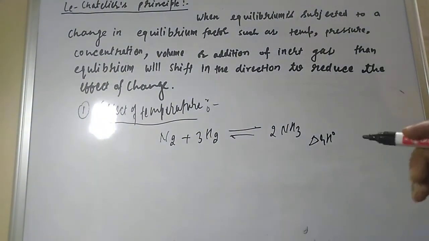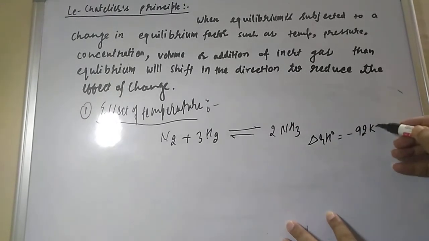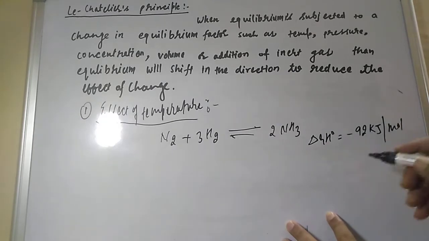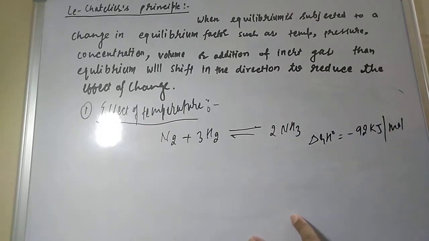So if you want to see this factor, student, what you are going to observe is that the energy is also getting released. How much ΔH is getting released? This is minus 92 kilojoule per mole. This is the energy, so that can also be written like that.